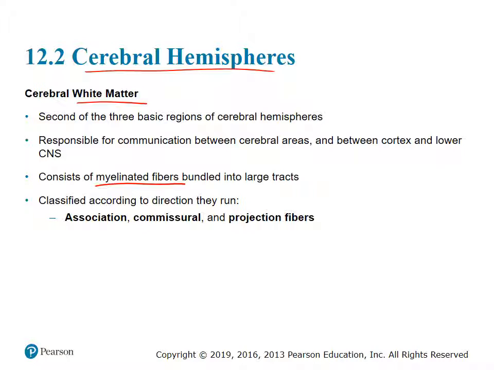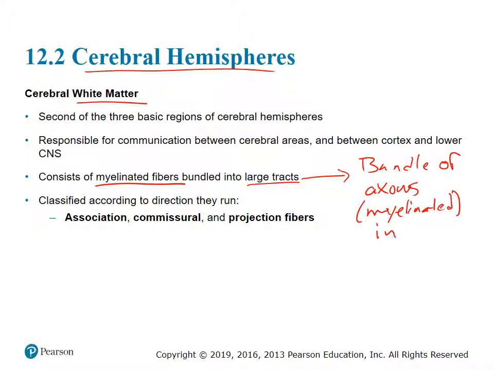White matter always means myelinated stuff, right? So we're talking about myelinated axons here, and they're bundled together in what we call tracts, right? Tracts are a bundle of axons that are myelinated in the CNS. Okay? Which we've talked about before, tracts. We used that word before.